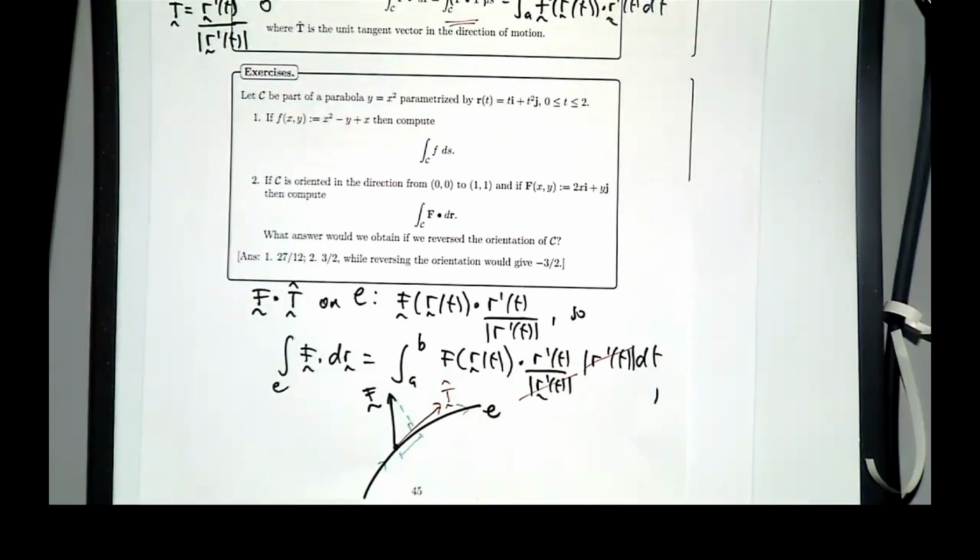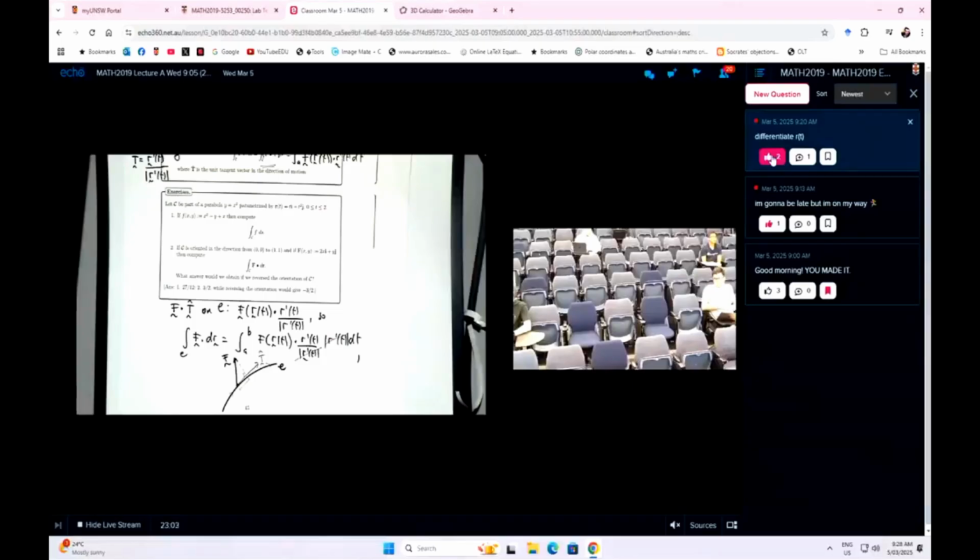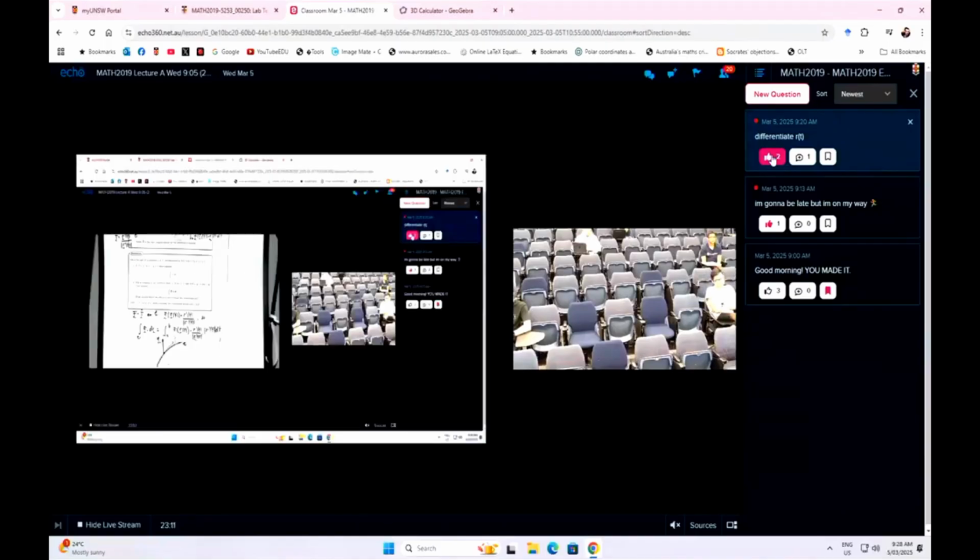Let's have a look at homework. What's going on? Anyone awake? Ooh, 20 people. Okay, awesome. Differentiate R of t. Let's put that up, because that's a good answer. Okay, so you've got a curve, you've described it using the R of t vector. To form a tangent vector, differentiate it.